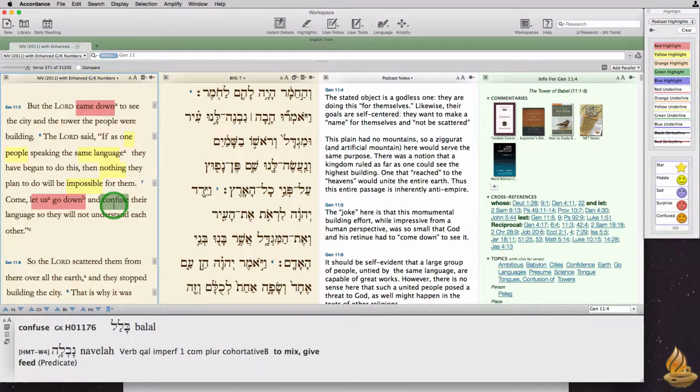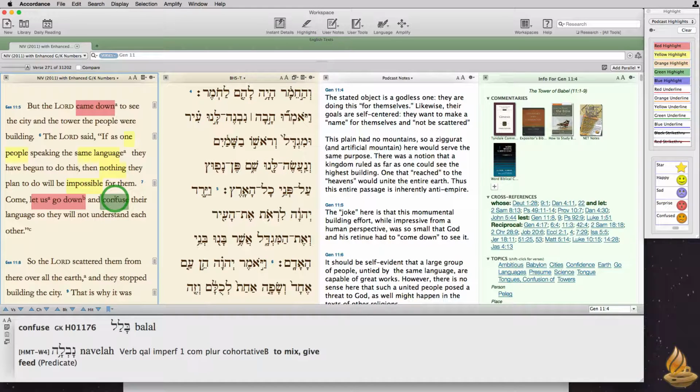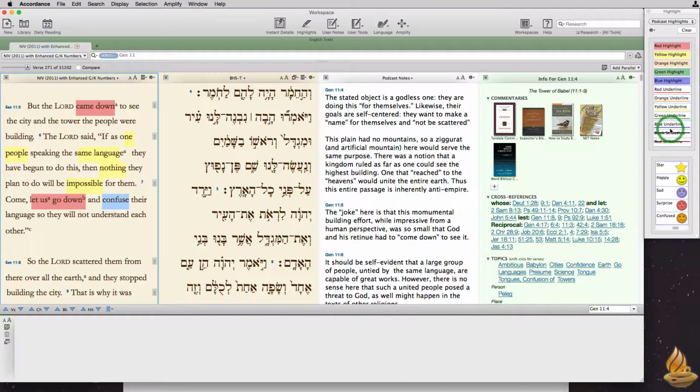So we have these sort of overstatements so that we can see the tension that is going on here. God's solution is to confuse their language so that they won't understand each other, in order to stop the building project. Now notice this word confuse, and you can see it down here in the instant details box. The word is balal. What's happening is we're going to get an alternate etymology of what this word actually means. I'm going to go ahead and highlight that with a blue underline.